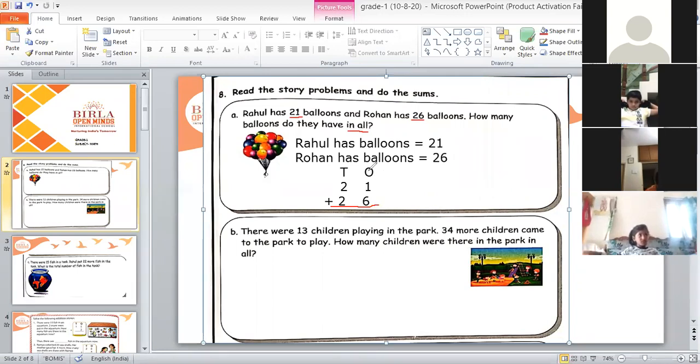So children, see here number in ones place are 1 and 6. So 1 plus 6 is 7. I am writing here 7, children. Okay. And the number in tens place are 2 and 2. So 2 plus 2 is 4. So answer is 47, children.